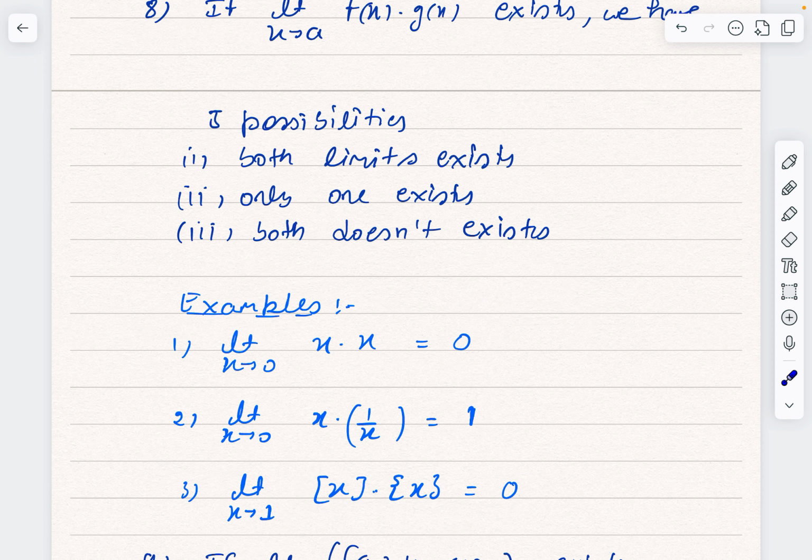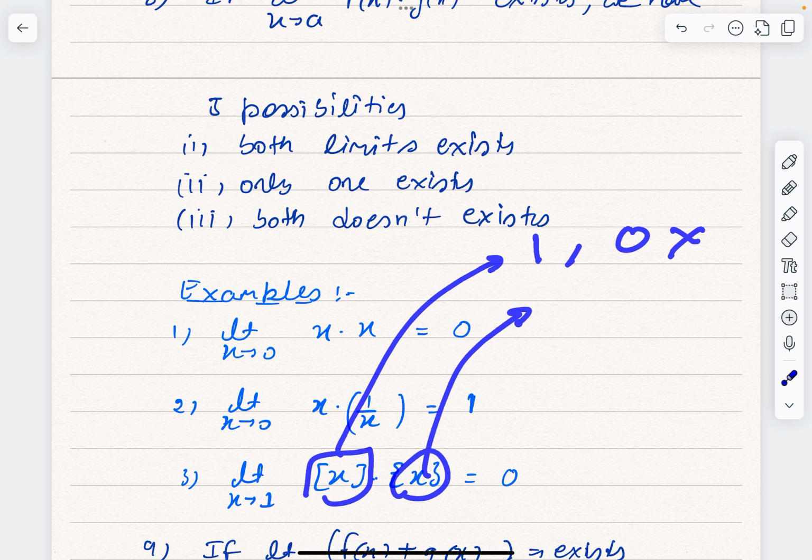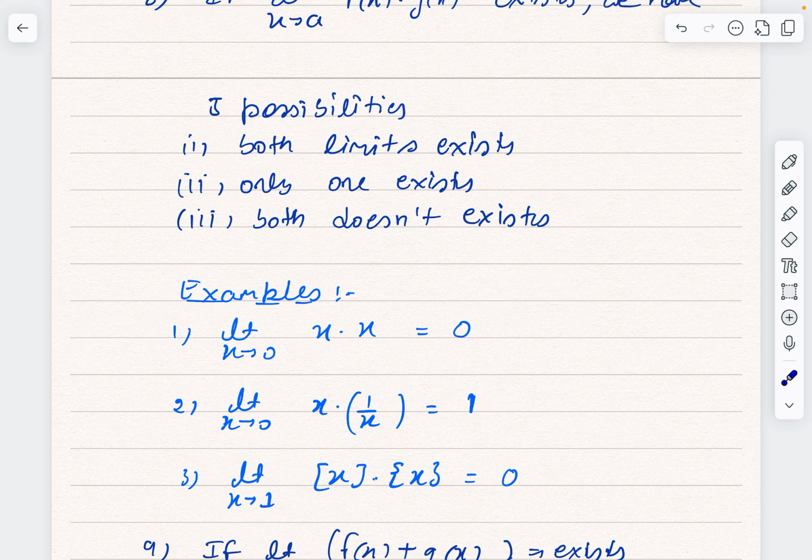But when you check them individually, step x, in one case will be 1, other case will be 0. So limit will not exist. Fraction x, in one case will be 0, other case will be 1, the limit will not exist. So you can see we have a case where the product of them exists, but individually they both do not exist. Okay, so this is an important point, guys.